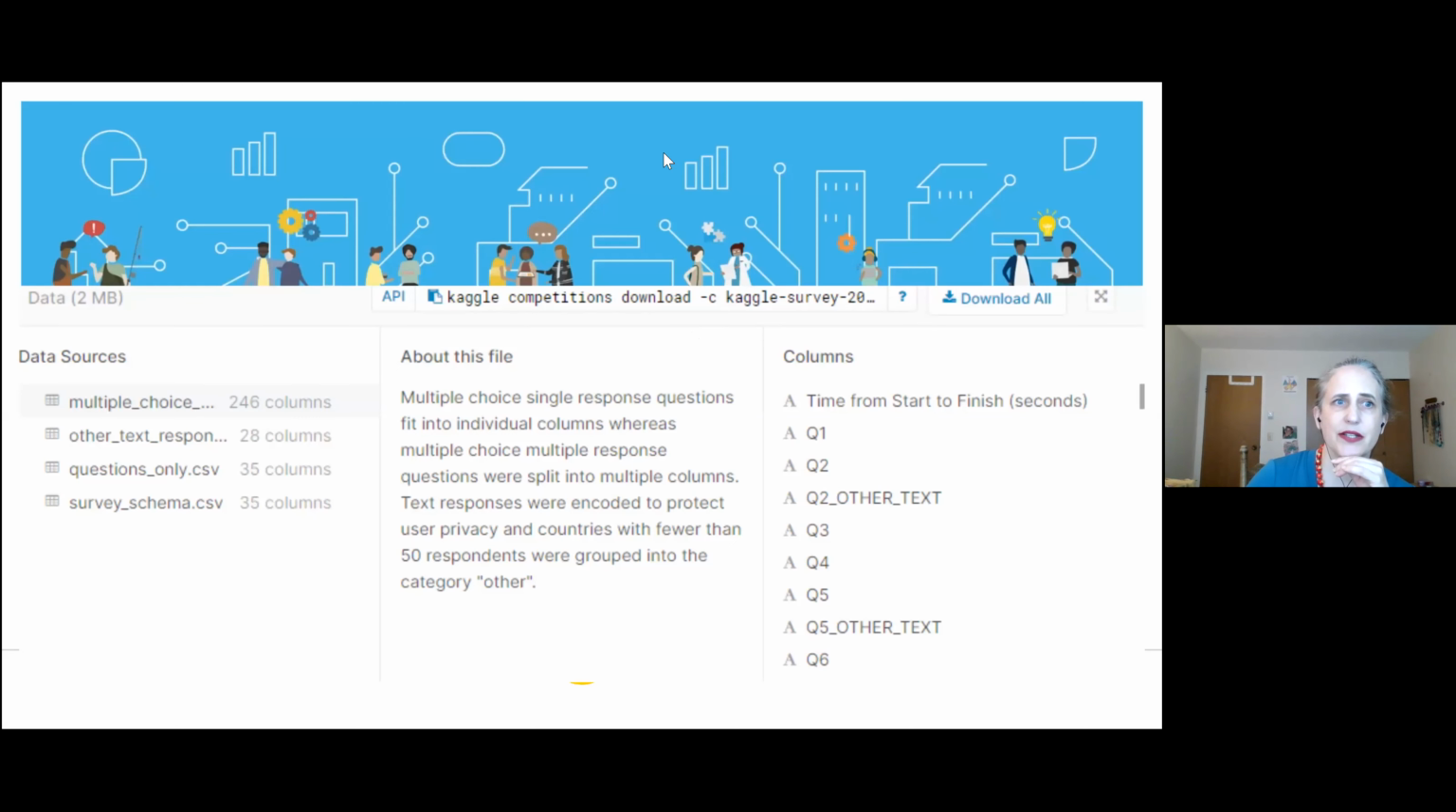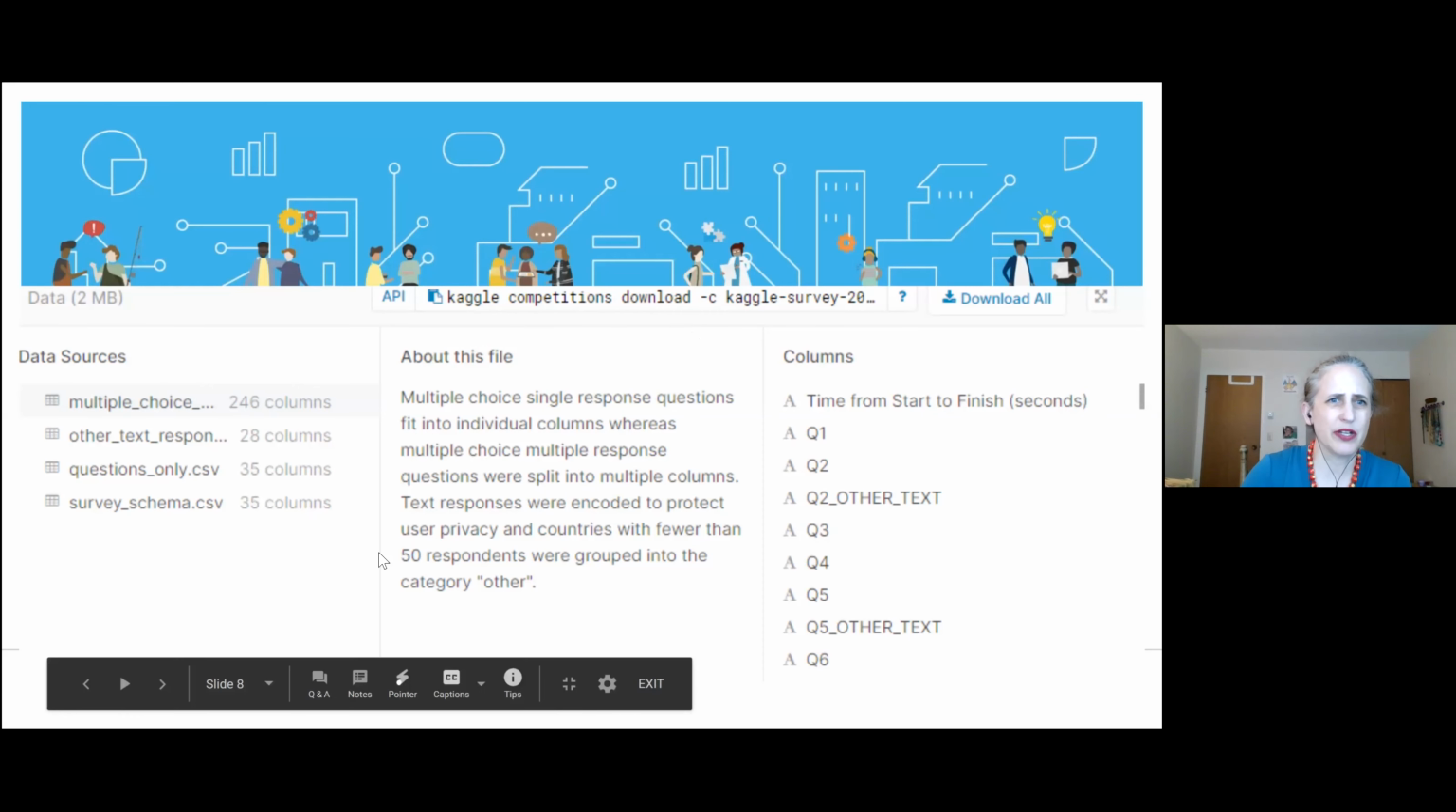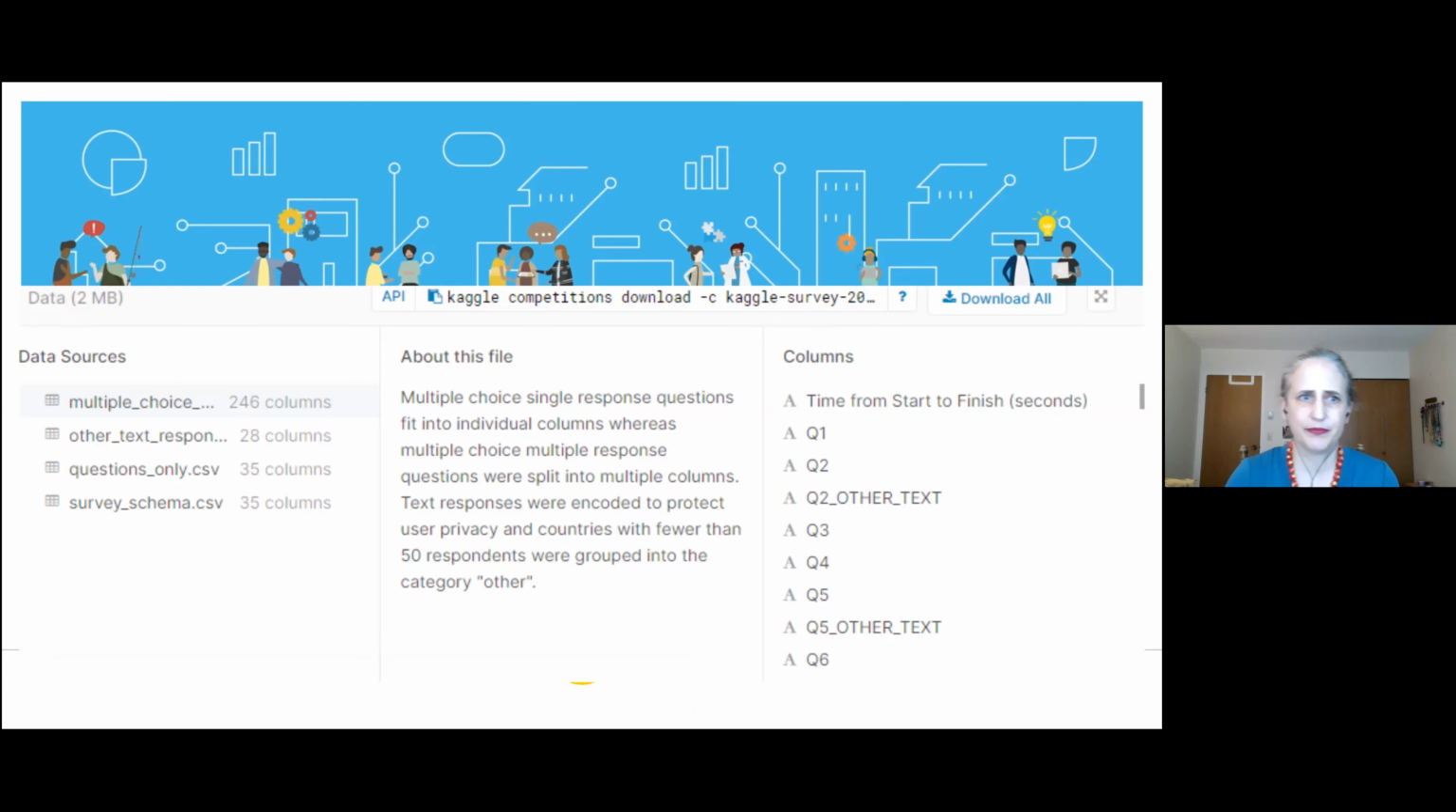And the data was presented in 4 comma-separated files. The survey schema, like the 4th one here, is the one that goes into which question was presented to who. And the questions only is just what it says. It just literally gives question number and question text.